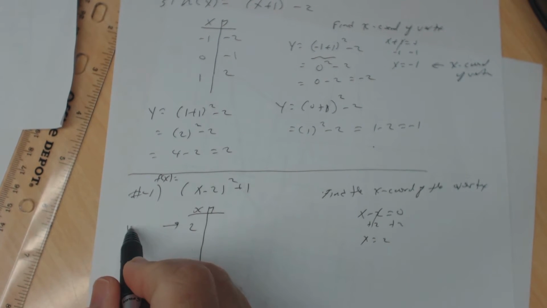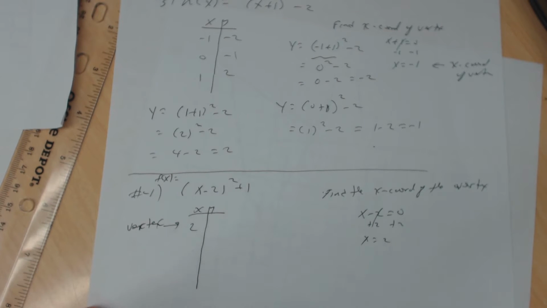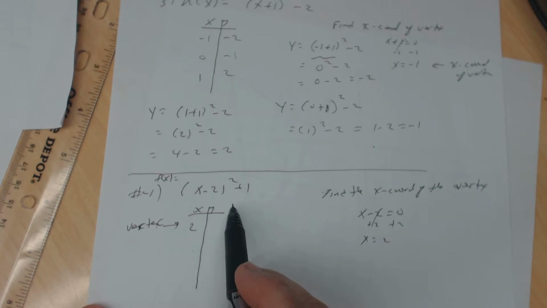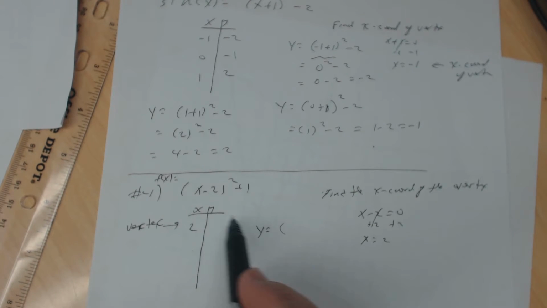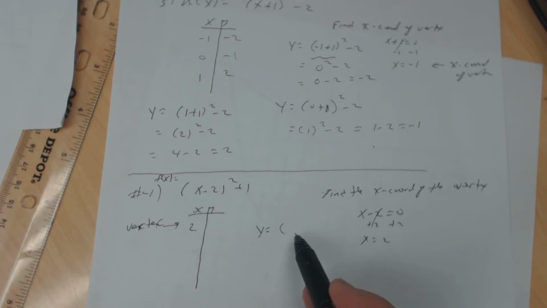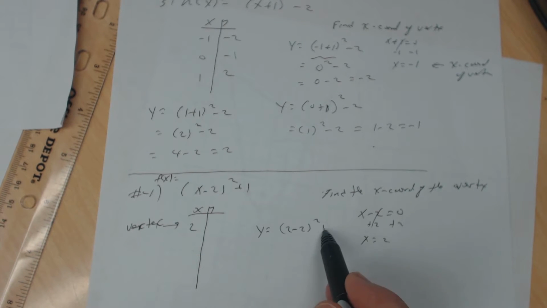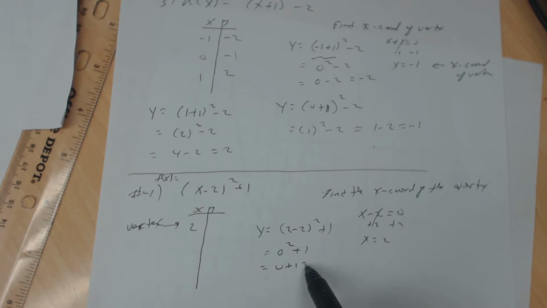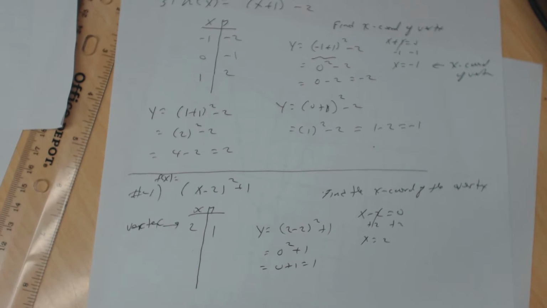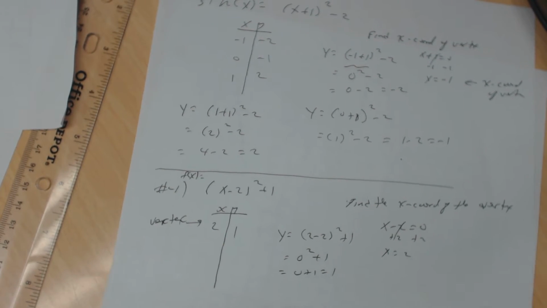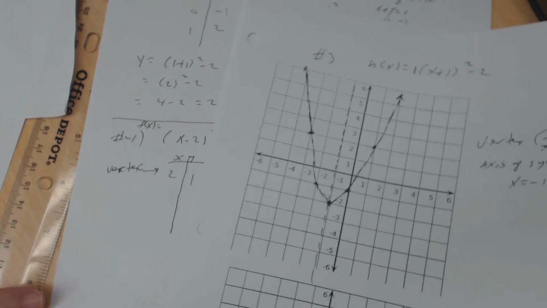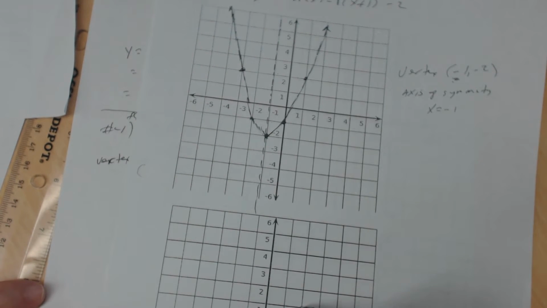So this right here is going to be the vertex. All I got to do now is find the y-coordinate. So we'll just substitute back in. So y equals, x is 2, so 2 minus 2 squared, and then plus 1. Now remember, that should be 0 because that's how we found it. 2 minus 2 is 0. 0 squared is 0. Plus 1. So that's 0 plus 1, which is 1. So the vertex is 2, 1. So I'll plot that. 2, 1. So that's right here.